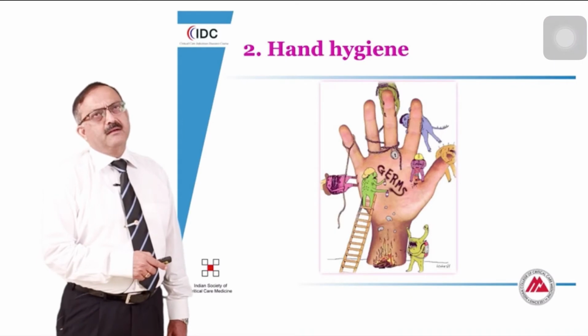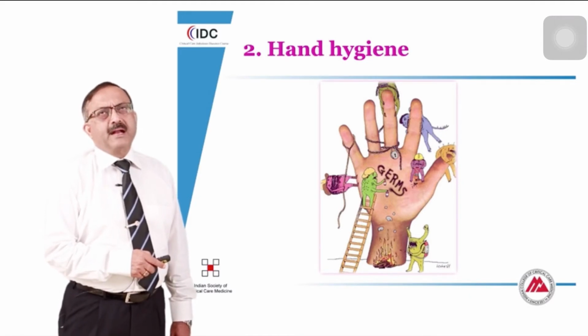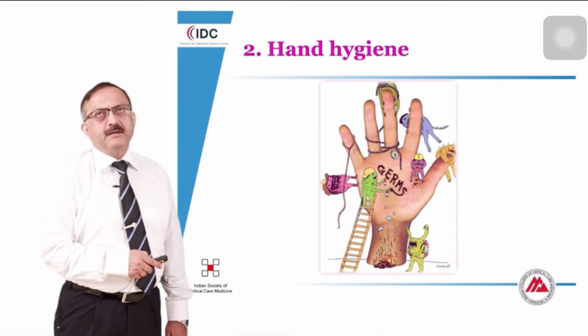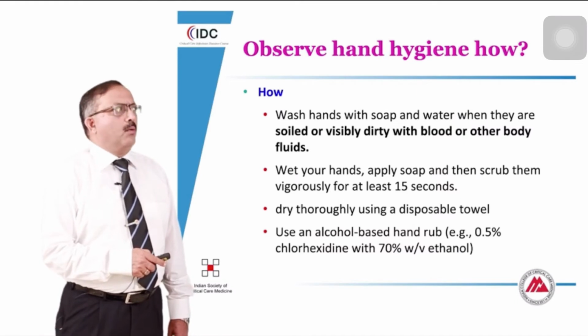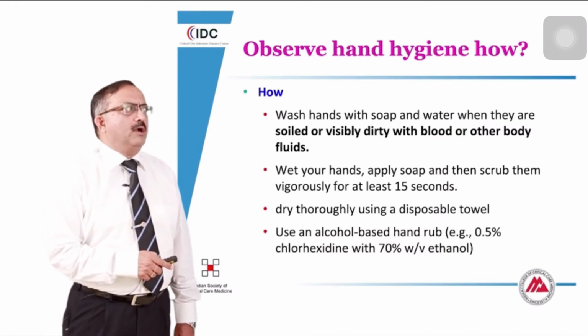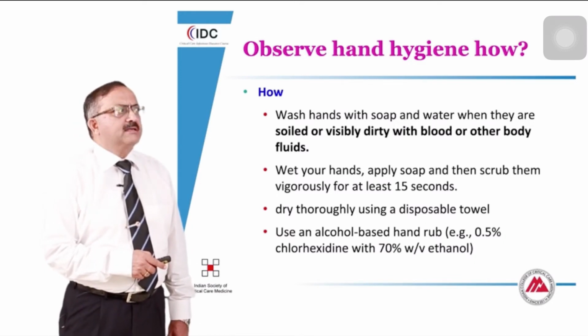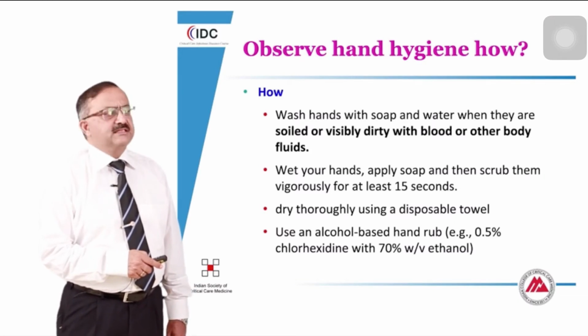Hand hygiene cannot be stressed enough, how important it is that this is practiced and followed by each and every one handling critical care patients or anybody working in the ICU. Observe hand hygiene how? Wash hands with soap and water when they are soiled or visibly dirty with blood or other body fluids, and wet your hands, apply soap and then scrub, and then use a disposable towel. Use an alcohol based hand rub which has 0.5% chlorhexidine and 70% ethanol.